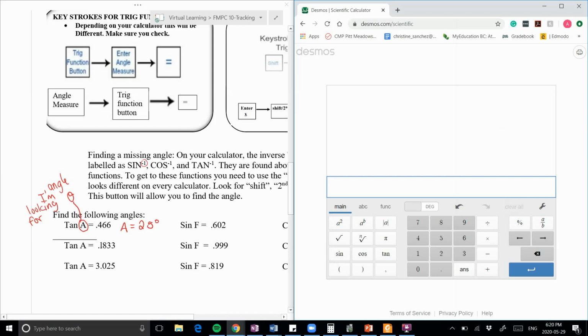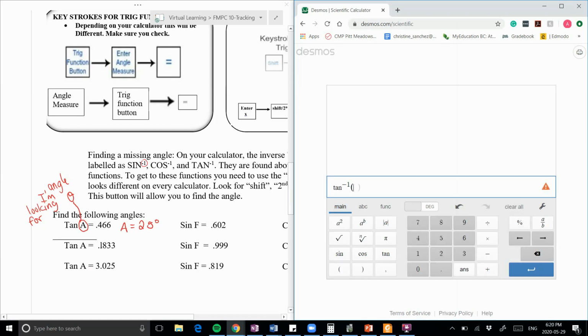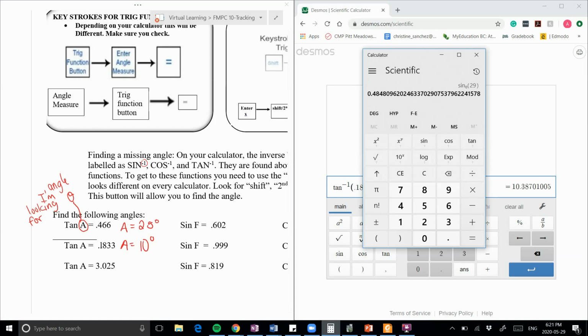So on this calculator, I'm going to go to function, and function is going to show me the next level, my next set of buttons. So I see my inverse functions here. So I go tan -1, and then I go back to my numbers, 0.1833. So it's 10.3. So we're going to leave that at 10 degrees. And let's try that last calculator, my Desmos, or my computer calculator here.